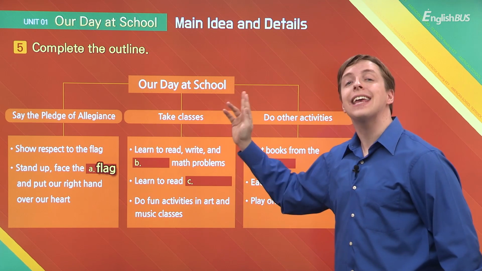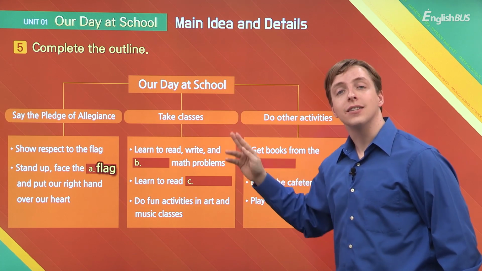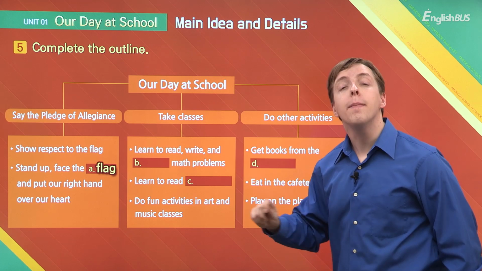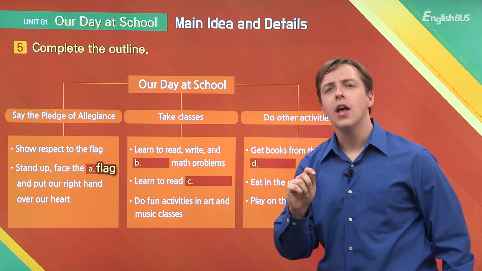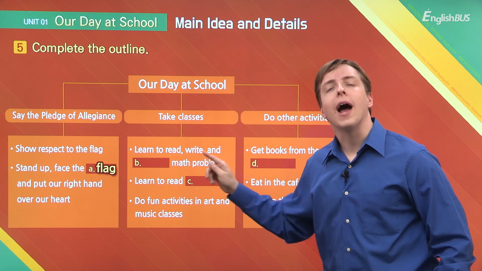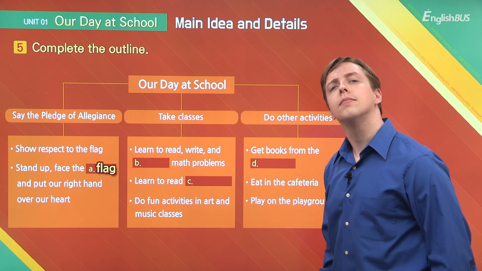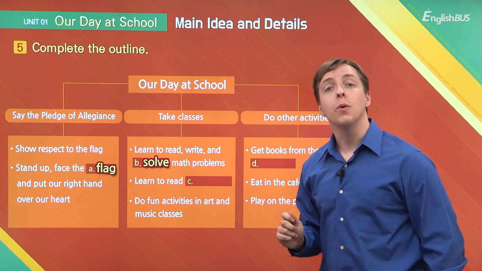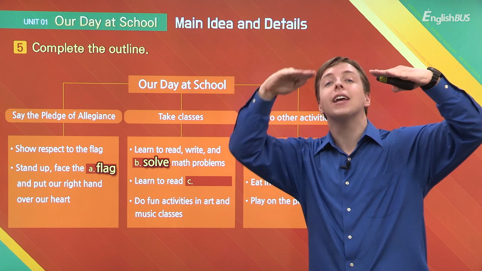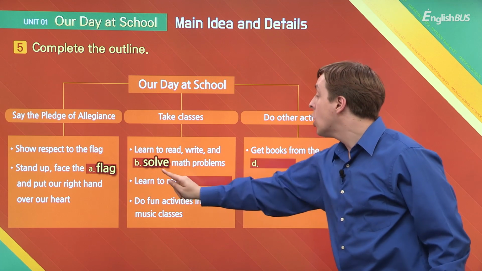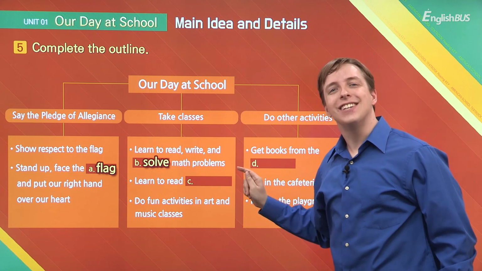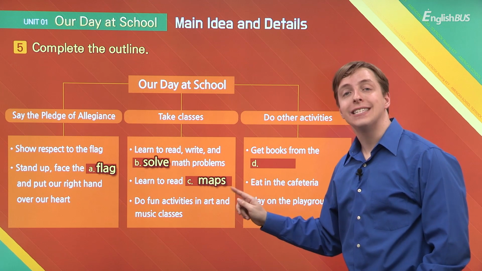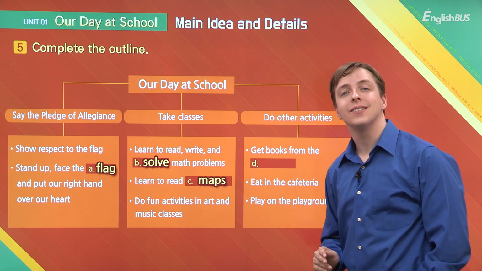Now let's go to take classes. When we take classes, we learn to read, write, and solve math problems. Remember the math problem, 2 plus 2. So, what word should we write in here? What do you think? Nice job! We learn to read, write, and solve math problems. Remember, to solve a problem means to make it correct. We also learn to read. Nice job! We learn to read maps. And we do fun activities in art and music classes.